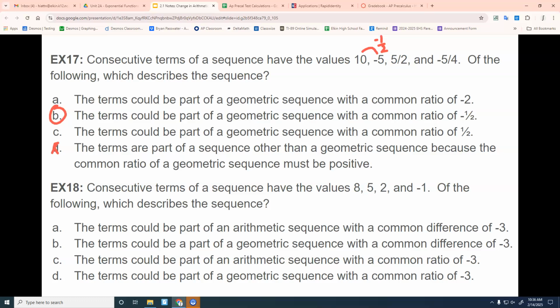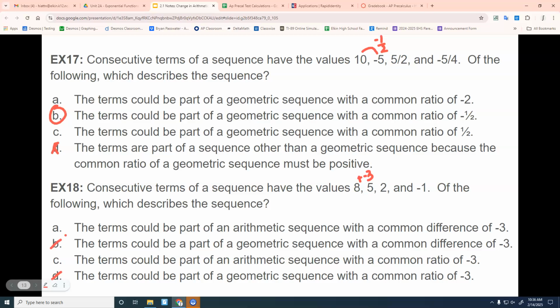So if it looks like subtraction, add a negative number. For example, on number 18, I've got 8, 5, 3, negative 1. Okay. I've got options of arithmetic or geometric here. What are we doing? Are we adding or are we multiplying here? Adding. What are we adding? Negative 3. So you are adding negative 3 each time. So that makes it arithmetic.